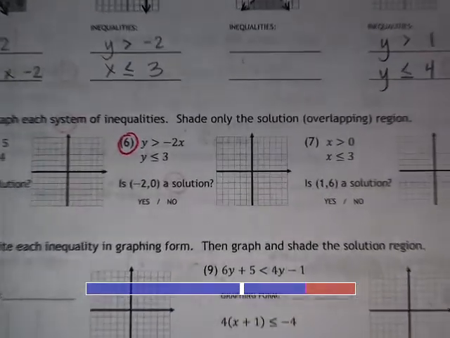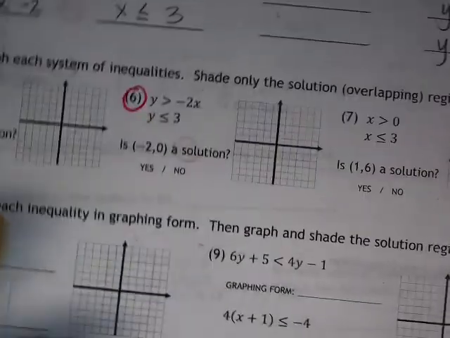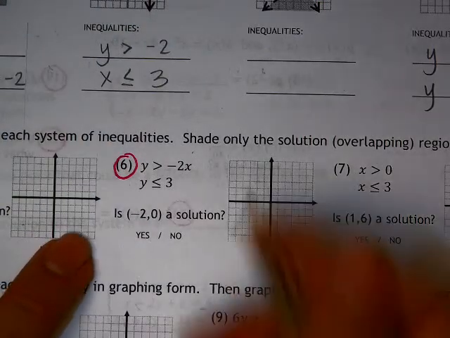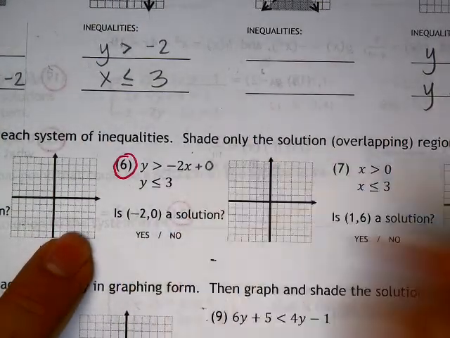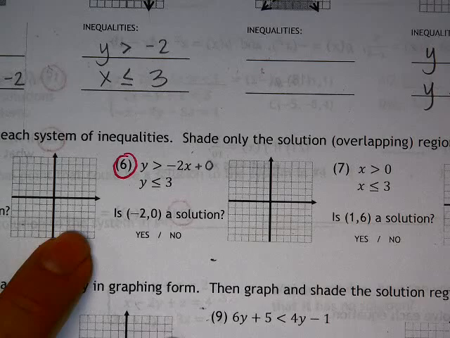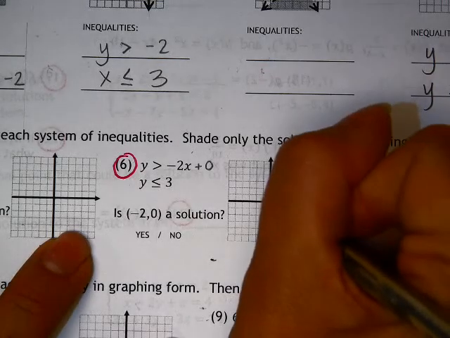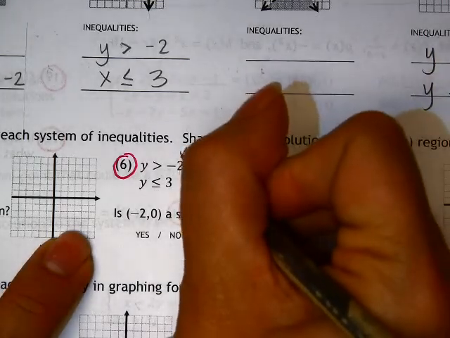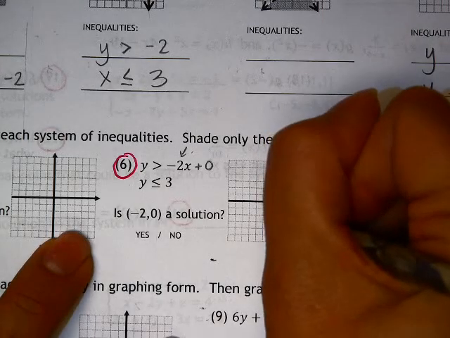Alright, this one here is a little bit of a toughie because it just kind of looks weird. A couple things to notice. I don't have a number out here, so that would be like plus 0, so my y-intercept would be at 0. Here is my slope. It's in front of my x, so I go down 2 over 1.